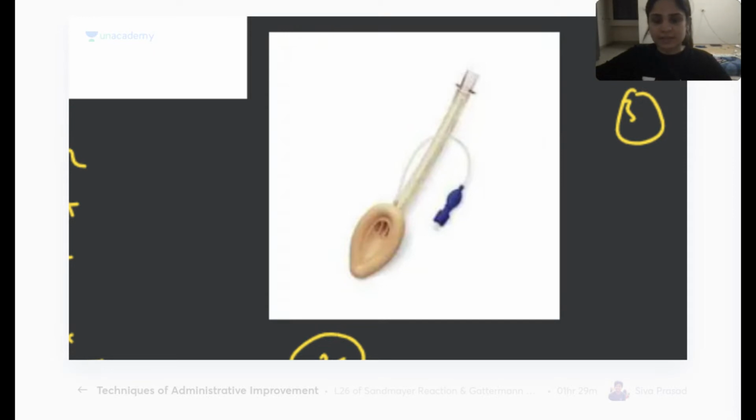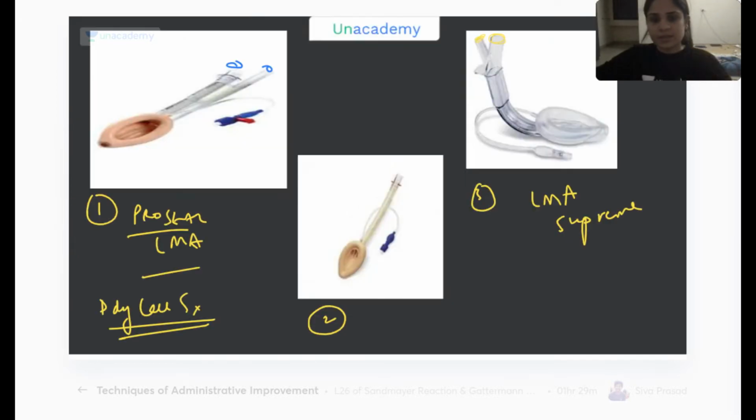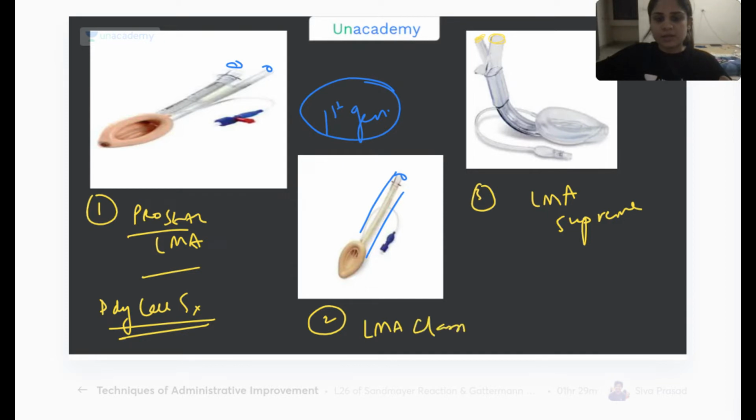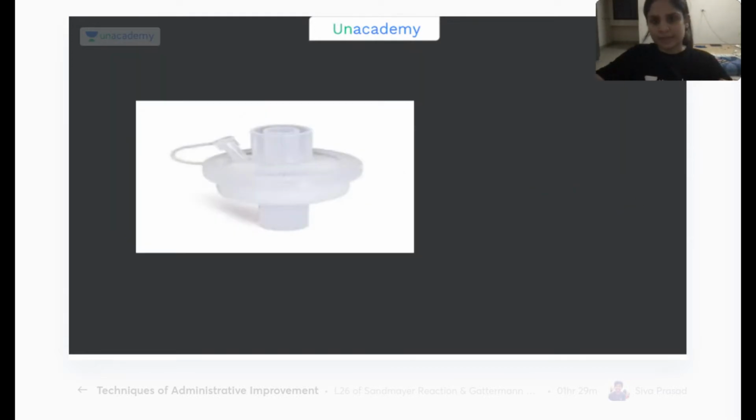It's not fast track LMA. Okay, how many tubes does it have coming out of it? Anyone? Okay, so it has only one tube coming out of it, correct? So if it has only one tube coming out of it, then this is a first generation LMA. And which is the only first generation LMA that we know about? The only first generation LMA that we know about is LMA Classic, okay? So this is our LMA Classic. Clear, everyone? Okay, moving on to the next identification.